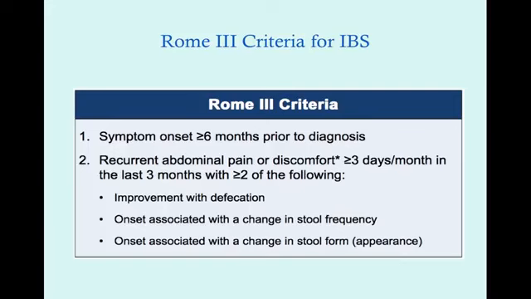So the Rome criteria for irritable bowel syndrome is this. It's symptoms that have an onset of more than 6 months, so it's got to be chronic. And then, importantly, you have abdominal pain or discomfort for more than 3 days per month over the last 3 months with more than 2 of the following. The pain improves with defecation, there's an onset with a change in stool frequency, or there's an onset with a change in stool form. Got to have 2 or more of these, and this is the criteria for IBS. The Rome 3 criteria came out back in 2006 or so.